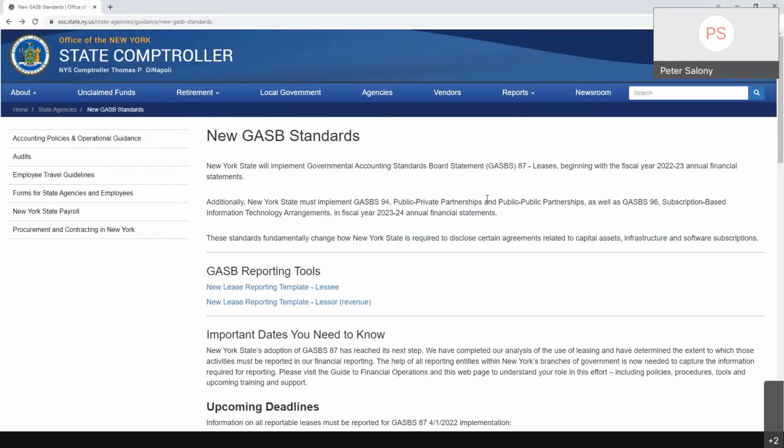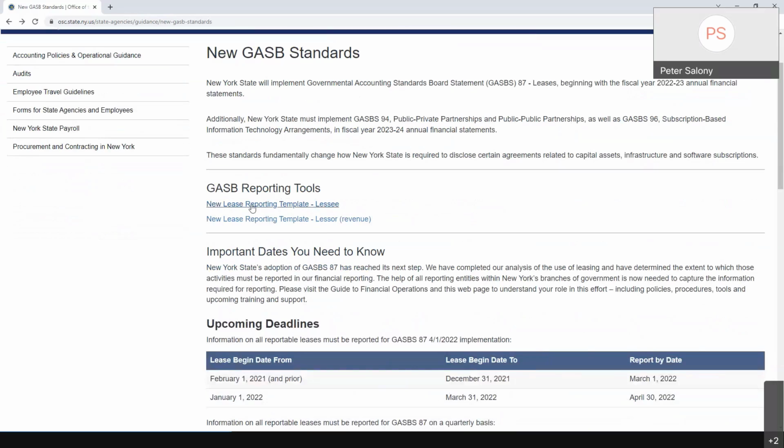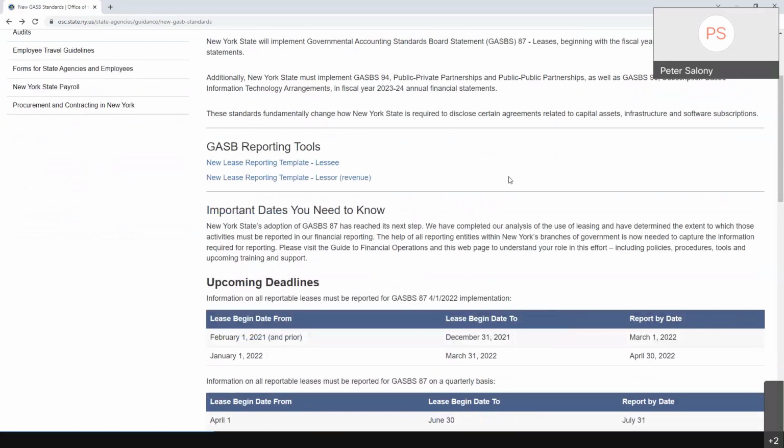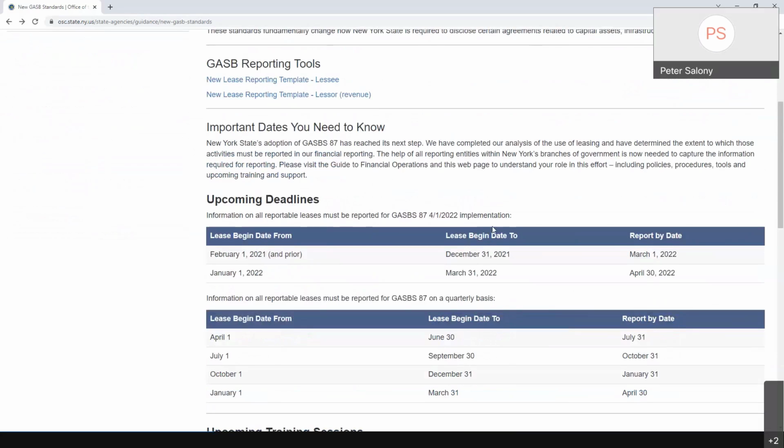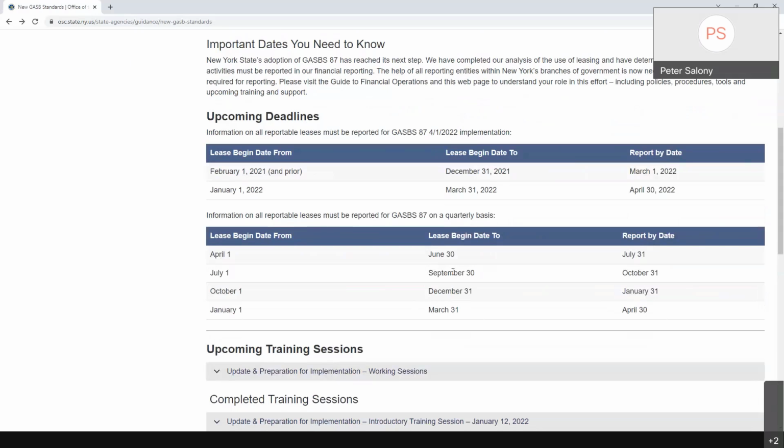Yep. Okay. So this is the State Comptroller website for new GASB standards. You can see right here is where you can find your lessee template, your lessor template. Those are the Excel templates that we've been talking about. You have your upcoming deadlines. These are for the deadlines that we sent in the emails that we sent out on Monday. These are deadlines coming up quarterly that should be consistent year to year.